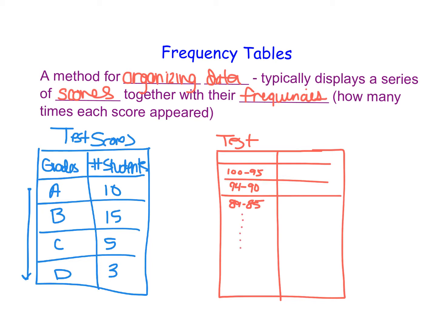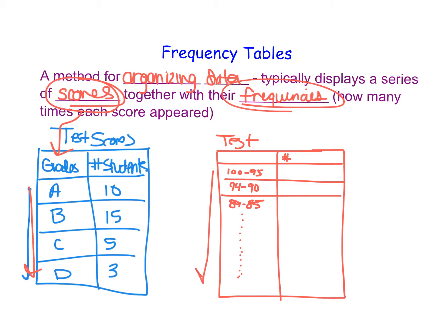So this is another way we could do it, by grouping them into little categories like that, and then having the numbers of that particular score as well. So a frequency table is just a way of organizing that data, and it displays scores or those little categories with frequencies, and typically it goes in order from highest to lowest or lowest to highest if we have something with numbers and order.